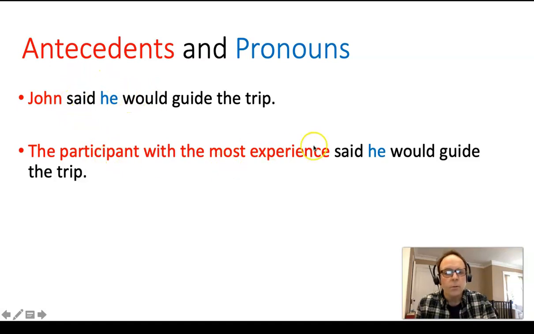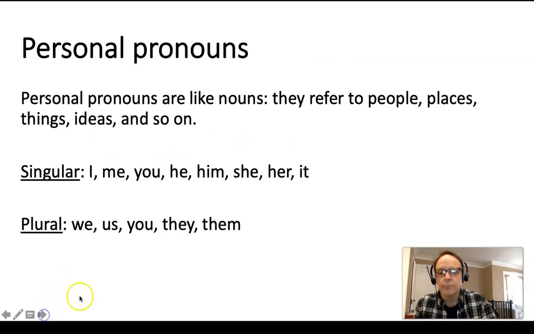The participant with the most experience said he would guide the trip. So again, here we have a whole noun phrase, and he just refers back to this. It replaces this. So we don't say the participant with the most experience said the participant with the most experience would guide the trip. We just say he. So again, that's the basic relationship with pronouns and antecedents. Antecedents, those words that are replaced. So no problem so far. And all this is, I think, pretty clear to most people. But we'll get into a couple of areas where it gets a little tricky.